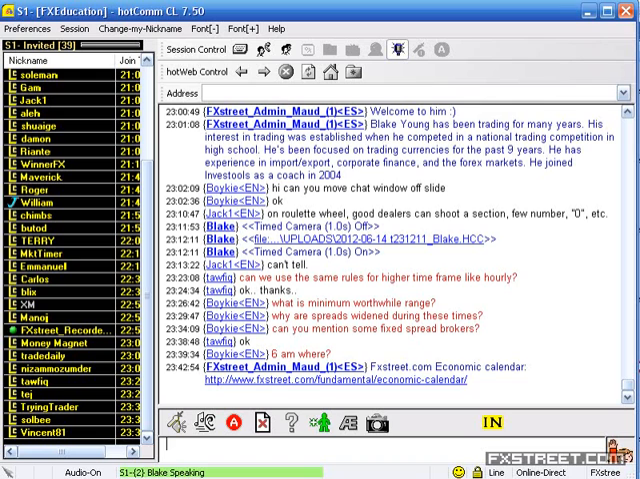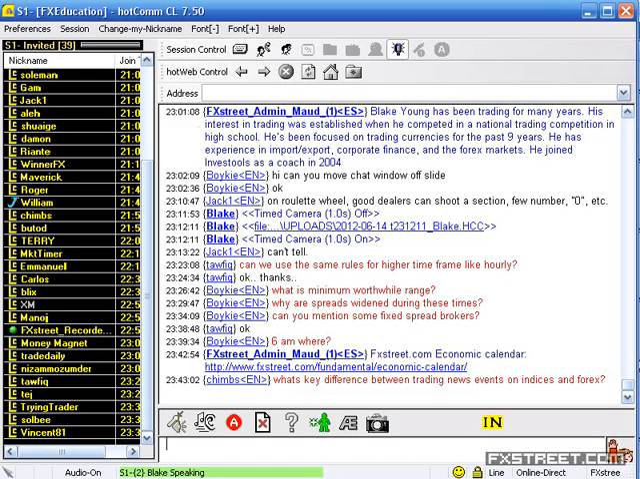And thank you so much. Maud just put in the economic calendar. I look at that calendar quite frequently. It's a fantastic calendar and something you can look at there.